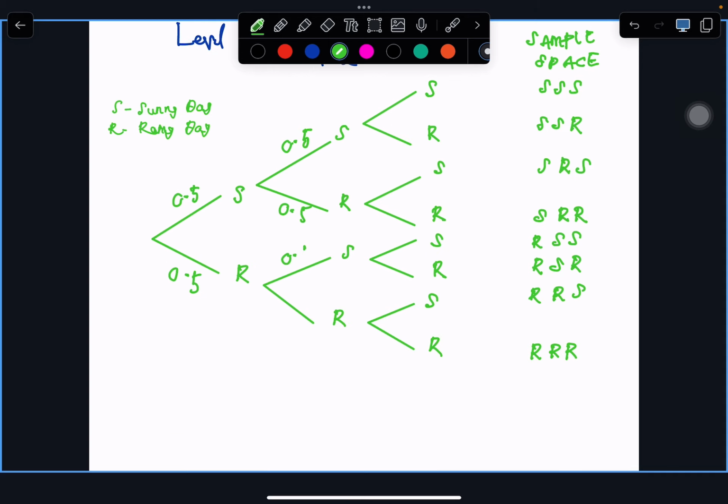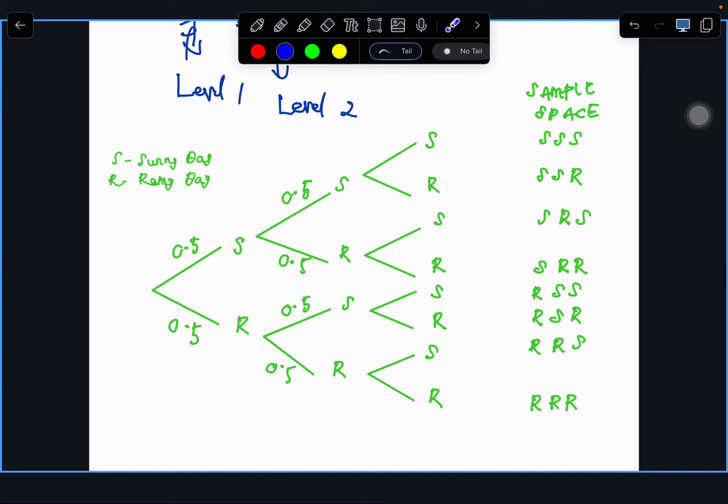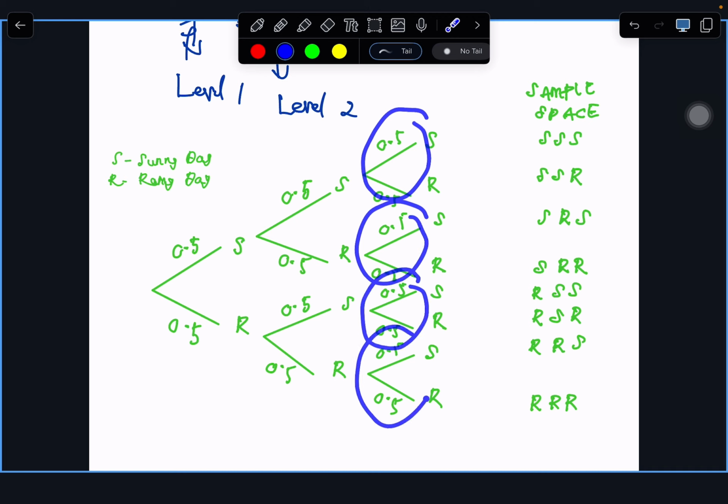Okay, 0.5 and 0.5. Again, make sure this one is 1, make sure this one is 1, make sure this one is 1. And you label all the branches there. So 0.5, 0.5, 0.5, 0.5, 0.5, 0.5. Again, this one should be 1, this one should be 1, this one should be 1.